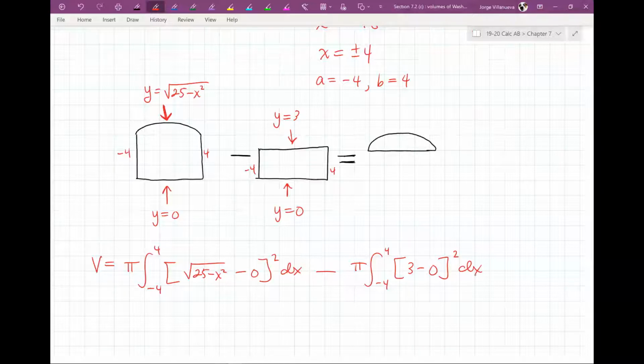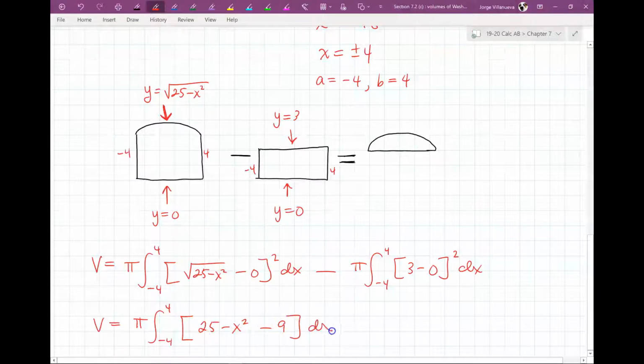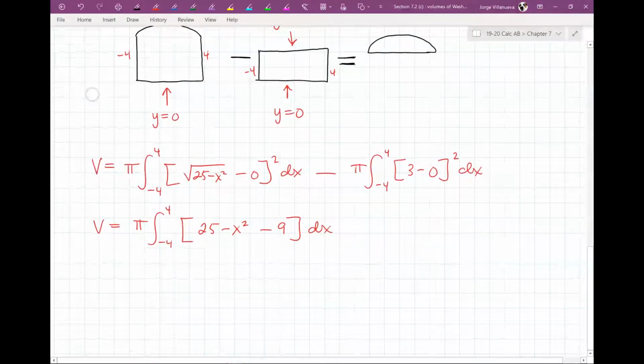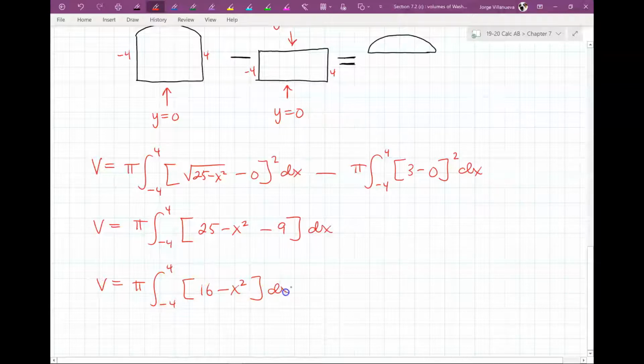Right, so let's just combine all this stuff. Volume is equal to pi integral from -4 to 4 of square root of 25 minus x squared, squared, which will just be 25 minus x squared, minus 3 squared, which is 9, dx. 25 minus 9, that's 16. So it's going to be pi integral from -4 to 4 of 16 minus x squared dx. And now we integrate, plug in numbers, and we're done.